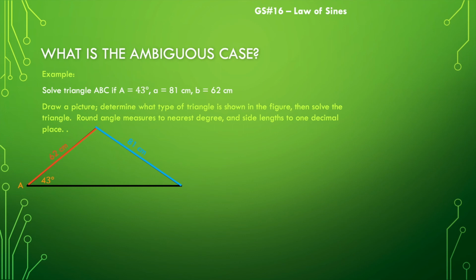First of all, what kind of triangle am I given? I'm given two sides and a non-included angle. And if that's the case, I've got an SSA case. It means law of sines, but be careful.